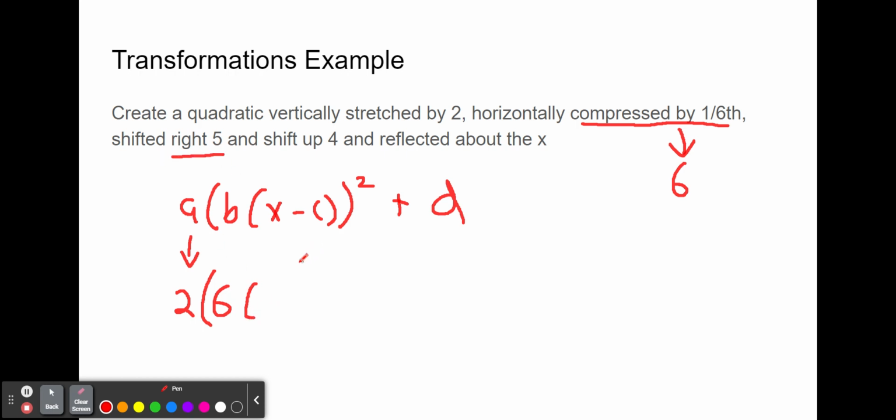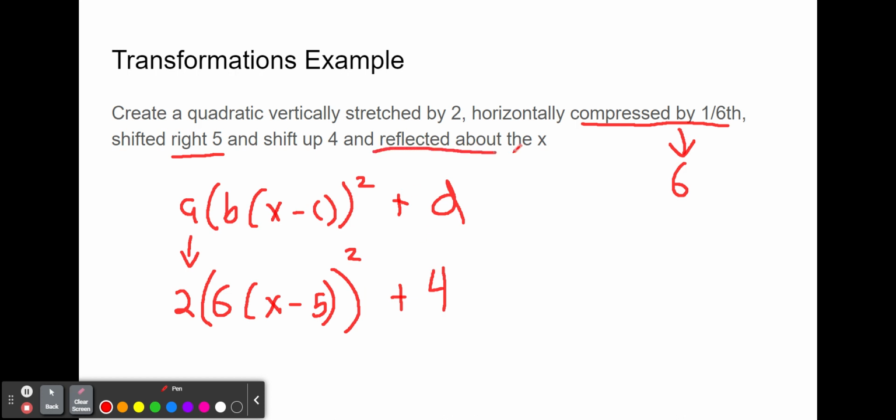Next, we're going to go right 5. So it's going to be x minus 5, because we have to remember that it lies, so minus 5 is actually going to be 5 to the right. We're going to end that. And shift up 4. It's going to be a plus 4 over here, and that doesn't lie or anything like that, so it's just a plus 4.